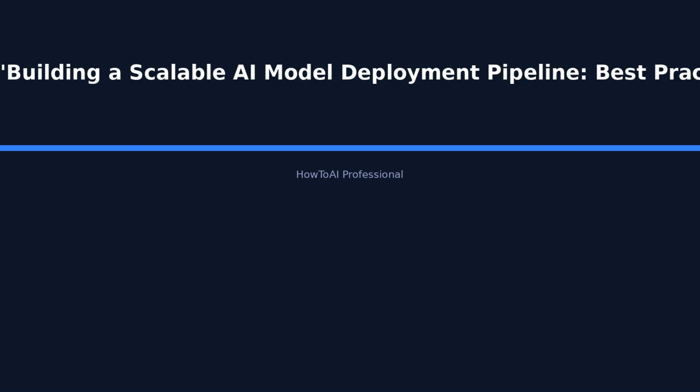8. Scalability and performance optimization. As your user base grows, so too will the demand on your AI models. It's crucial to design your deployment pipeline with scalability in mind. This may involve using cloud services that can automatically scale resources up or down based on demand. Load balancing techniques can ensure that incoming requests are distributed evenly across your infrastructure, preventing any single point from becoming a bottleneck. Additionally, techniques like model quantization or distillation can help optimize model performance, allowing your models to run more efficiently.